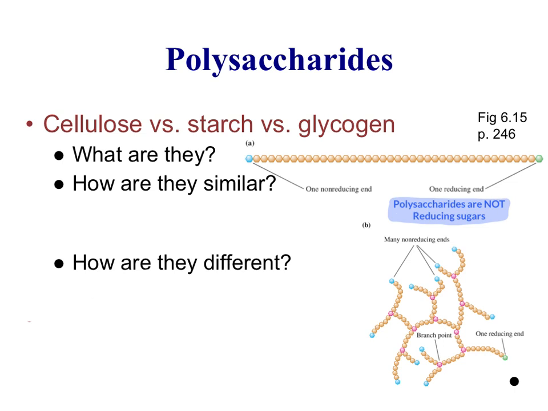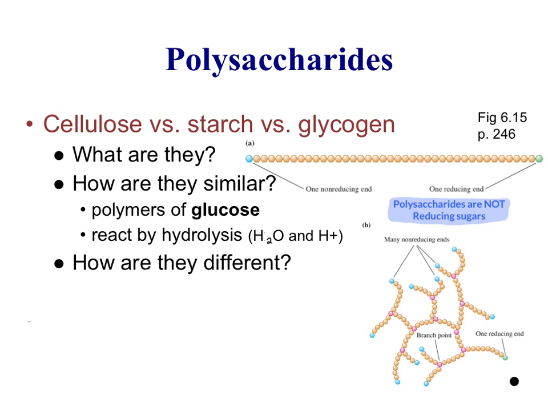So one way that they're similar is that they're all made of glucose. So they're not like disaccharides where there's different sugars that could be mixed in. They're literally only glucose. So every single one of these, if you were able to break it apart, you would get glucose. That brings us to the other thing, which is because they're all made of glucose, they can all be hydrolyzed with water and acid or with enzymes. So generally enzymes are the way it's going to be done in vivo, right? So that's the ways that they're similar.